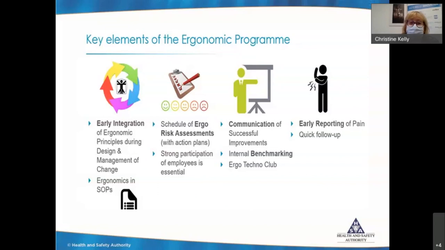We develop an ergonomic roadmap every year with a schedule of ergo risk assessments, and this encourages strong participation of all employees. We communicate our successes in ergonomics so that people can see the benefits of the improvements we put into place. We do a lot of internal benchmarking between different departments to show the importance and success of ergonomic improvements. I also lead an ergonomic technical group within Essilor Luxottica for America North and South and for Europe. It's very good at helping to drive improvement and to allow us all to benchmark and not reinvent the wheel when we have similar processes.